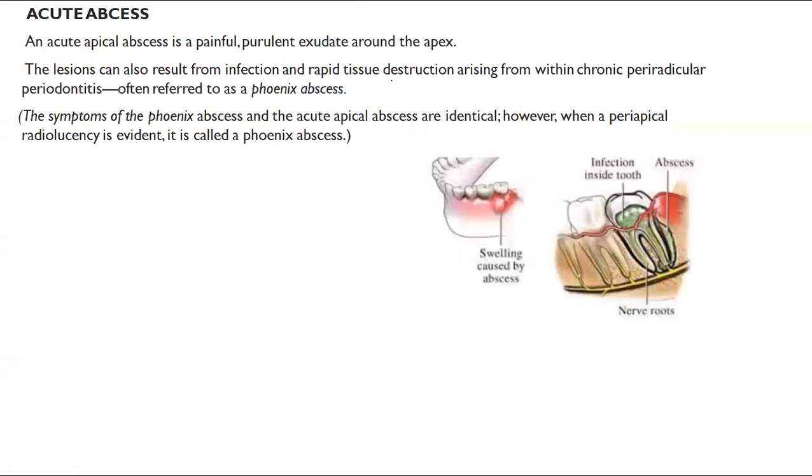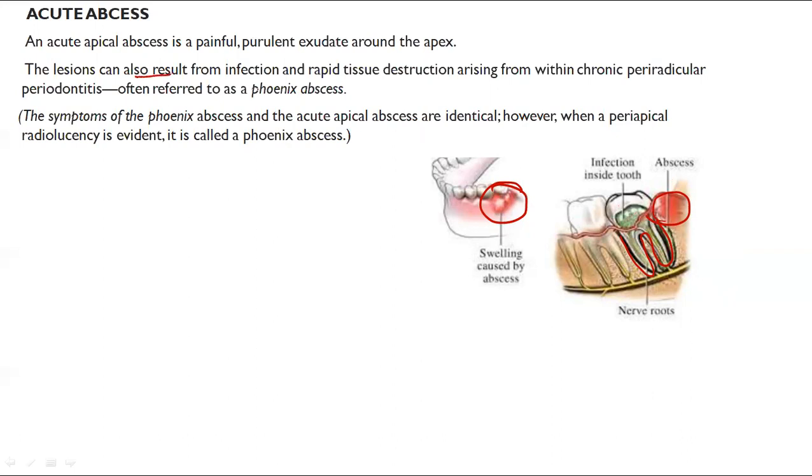Okay, now here you can see acute abscess. This is how it looks, the swelling that is caused because of abscess inside the tooth. If you see, like here you can see how it looks. Here if you see properly, the abscess is over here. Okay, so what is happening exactly? There is infection inside the teeth and there is an exudate around the apex.